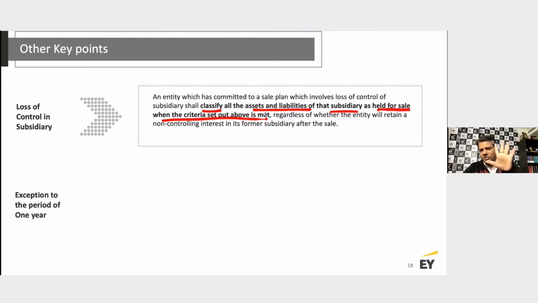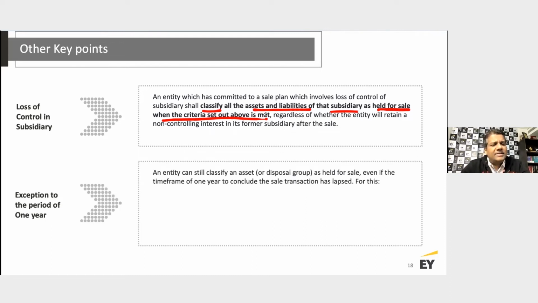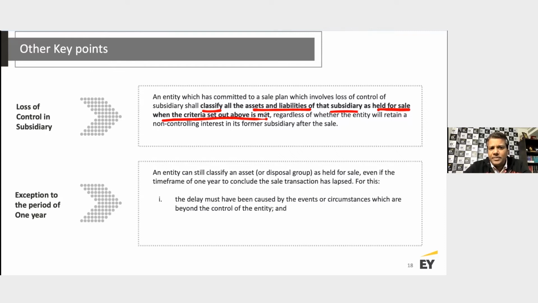Now, we talked about this 12-month criteria. The 12-month criteria is a rebuttable presumption, right? So there could be certain exceptions. An entity can classify an asset as held for sale even if the time frame of 1 year to conclude the sale transaction has lapsed. Now, for this, the delay must have been caused by events or circumstances which are beyond the control of the entity, and there must be sufficient evidence that the entity is still committed to its selling plan.